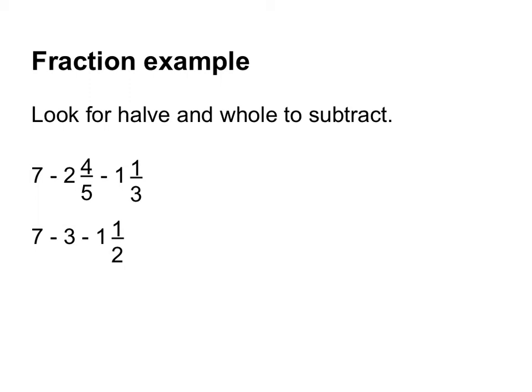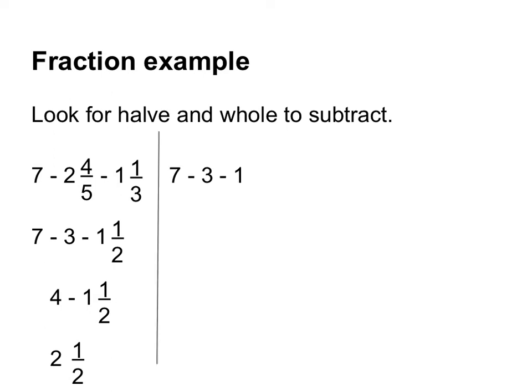I could say, well, 2 4/5 is almost 3. So let's take 2 4/5 and make it into a 3. And then 1 1/3 is about 1 1/2, or maybe 1. You choose. So now I have 7 minus 3 minus 1 1/2. So 7 minus 3 is 4. And then I need to do 4 minus 1 1/2. So subtract that 1 1/2 in two parts. Take 4 minus the 1, so that you get to 3. And then 3 minus 1/2 gets you to 2 1/2.